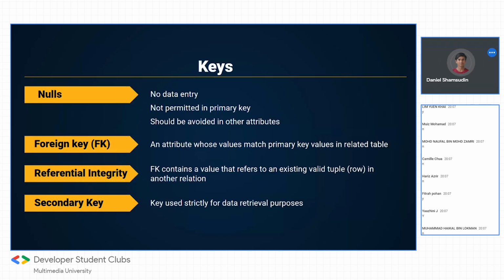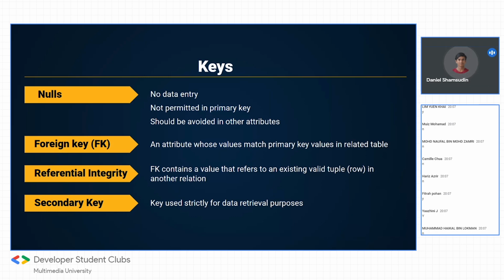Next up, here are some more important keywords that relate to keys. First, you might see a lot of nulls. Nulls usually refer to no data entry. Nulls are also not permitted in a primary key. What this means is that when you are setting up a column for primary keys, that column cannot be null. There cannot be a row that has a null value in a primary key column. Nulls should also be avoided in other columns or attributes.